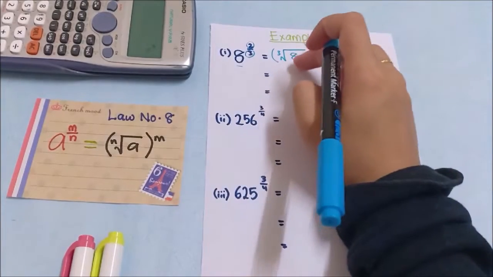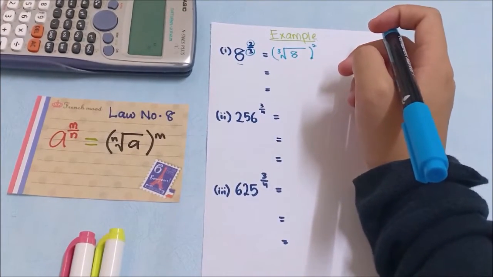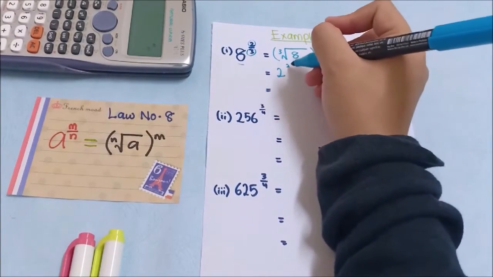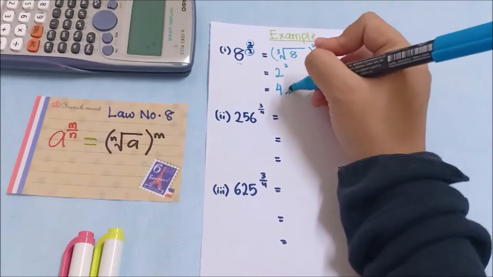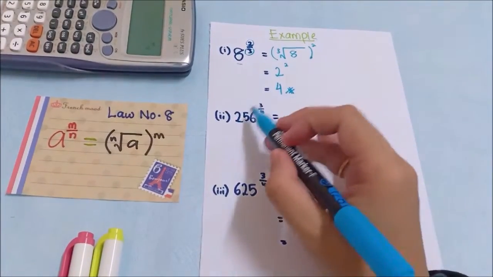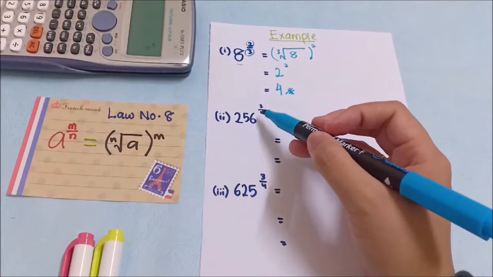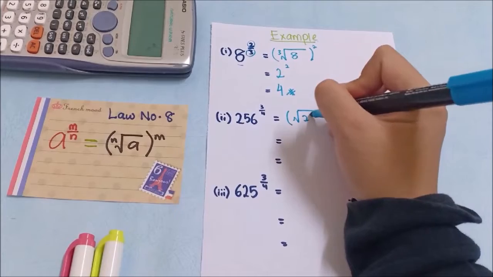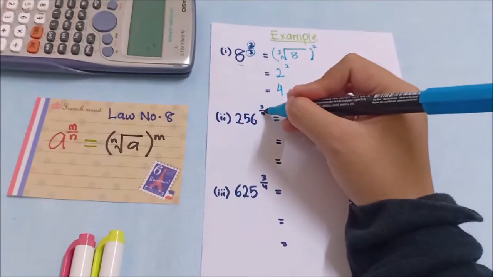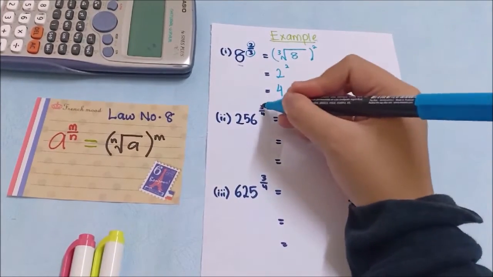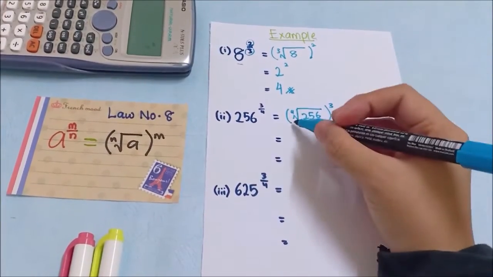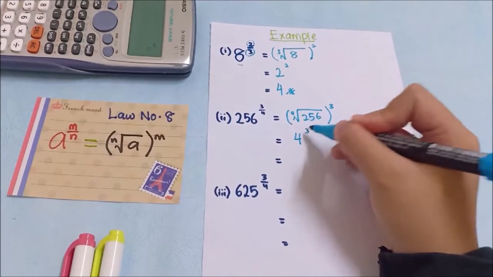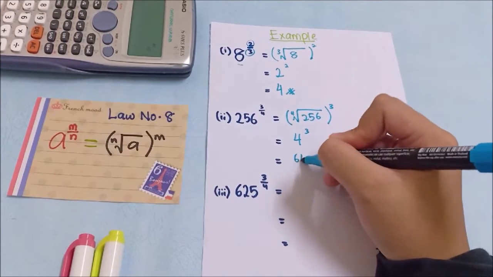So the cube root of 8 is 2, to the power of 2. So 2 to the power of 2 is 4. So this is the final answer. Next, 256 to the power of 3 over 4. Same, we put the whole number in the root, the bottom one as the root index, the top one outside. So the 4th root of 256 is 4, to the power of 3. 4 to the power of 3 is 64.